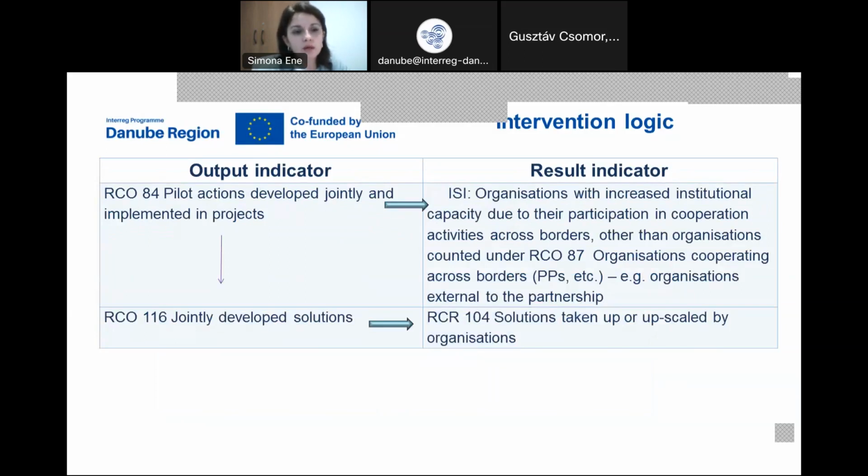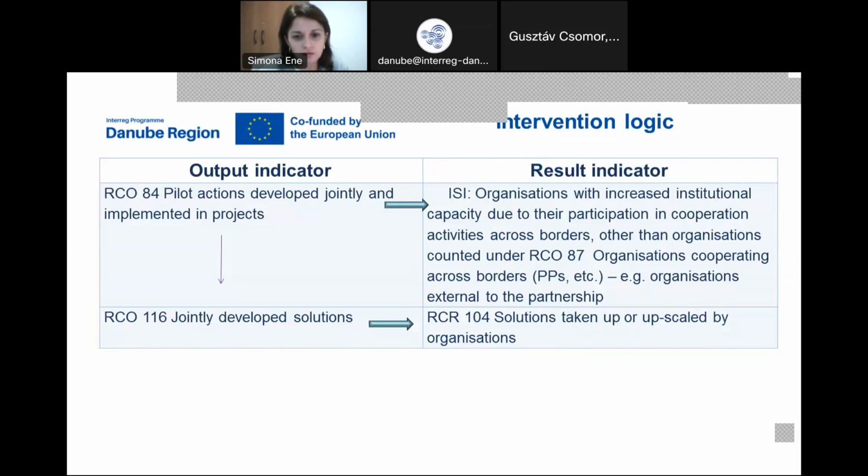Now we are going to the output indicators related to pilot actions and to jointly developed solutions. And we treat these together because in this period, in order to report a solution as output in the project, this solution has to be piloted, meaning that it has to be tested. If the solution is not piloted, then it should not be considered an output. In this case, they are always going to come together. So if you are selecting the jointly developed solutions, then you always have to select the pilot actions.